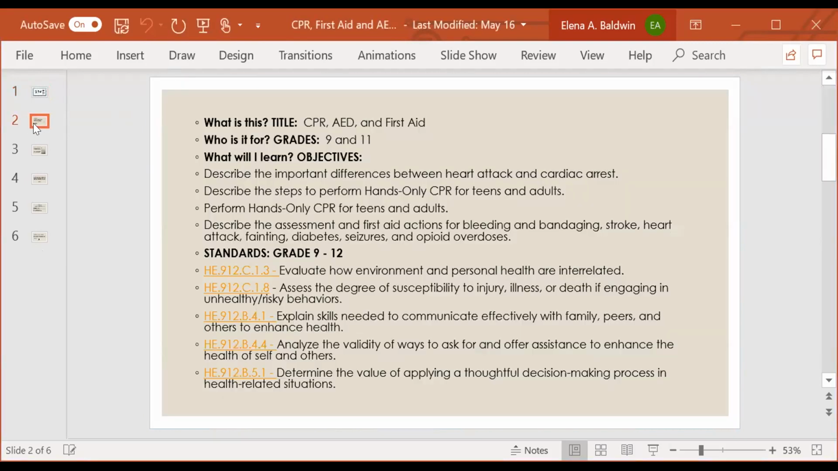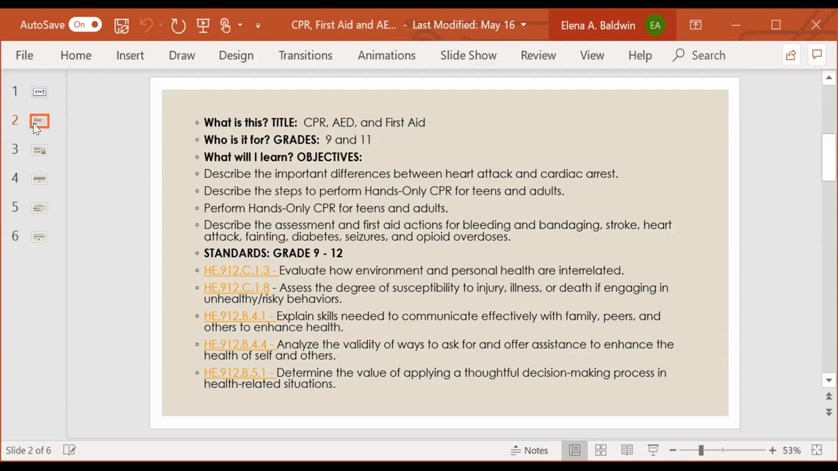The title of our course is CPR, AED, and First Aid. It is for students in grades 9 and 11. The objectives will be to describe the important differences between heart attack and cardiac arrest, describe the steps to perform hands-only CPR for teens and adults, perform hands-only CPR for teens and adults, and describe the assessment and first aid actions for bleeding and bandaging, stroke, heart attack, fainting, diabetes, seizures, and opioid overdoses.